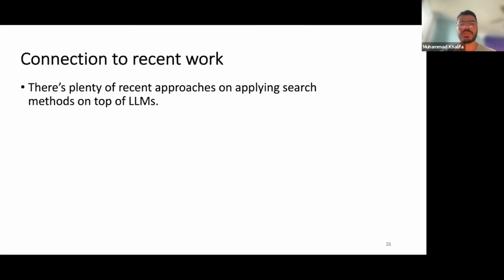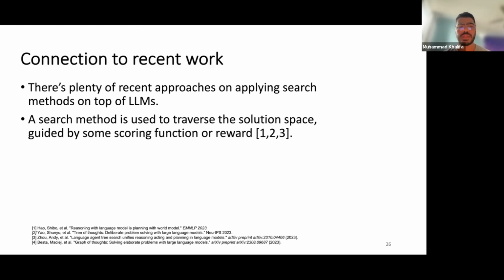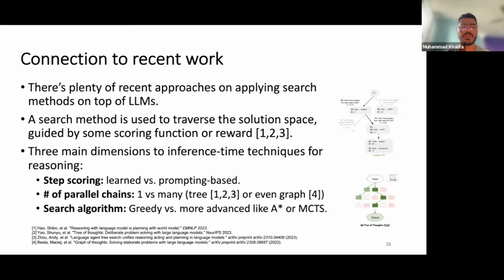There are plenty of recent approaches on applying search methods on top of LLMs. A search method is typically used to traverse the solution space, guided by some scoring function or reward. There's been a lot of focus on that in the past year or so. And I would argue that there are three main dimensions to inference time techniques. When you're designing an inference time technique for reasoning, you typically want to look into three aspects.